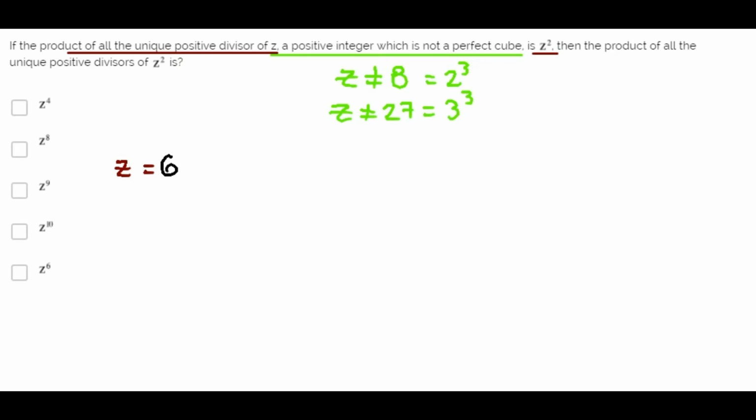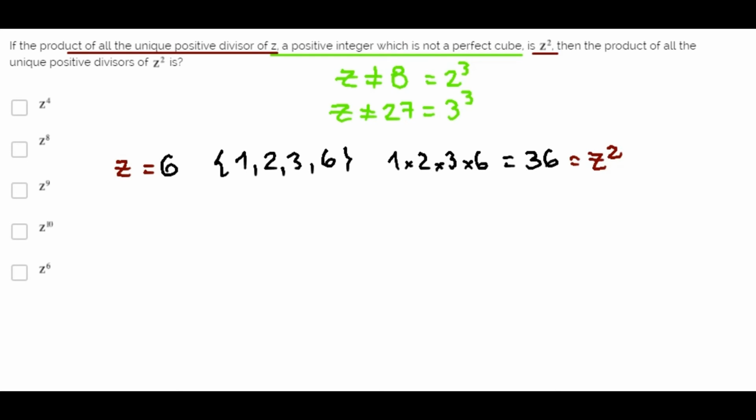If z is 6, then the factors of 6 are 1, 2, 3, and 6. The product of all of them is 36, and 36 is z squared. So now we have found a possible value for z. Therefore, in order to find the product of all the unique positive divisors of z squared, we're going to try with 36.